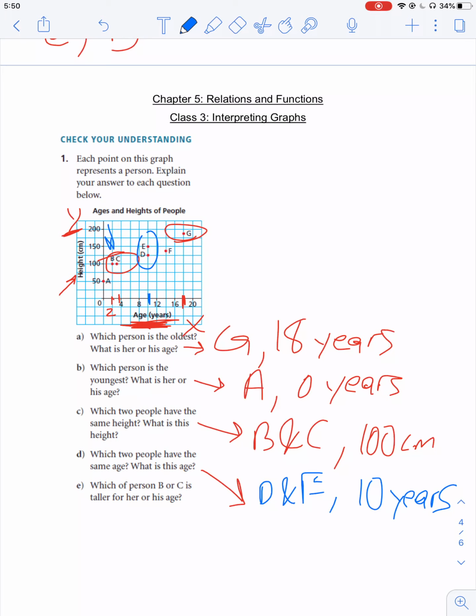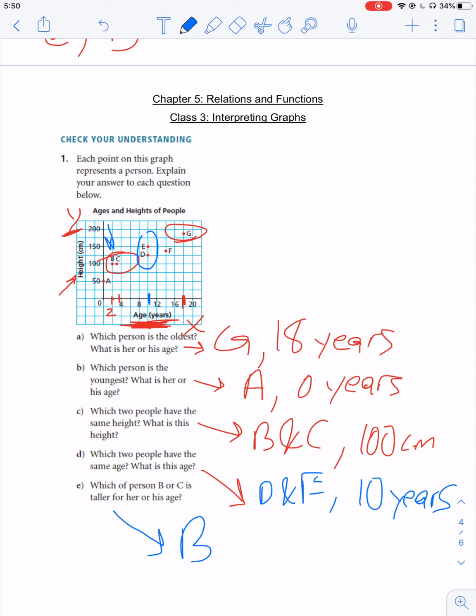I would say B. Okay, so this one, the answer is B because they have the same height, but B is younger. So that means B is obviously taller. Okay, so by the time B becomes 3 years old, that person will probably be taller than C. Okay, so that's one way of looking at it.